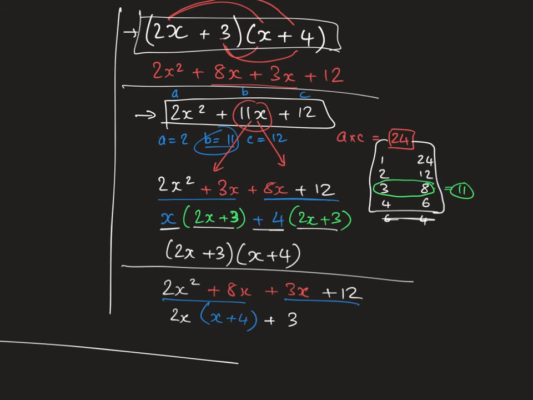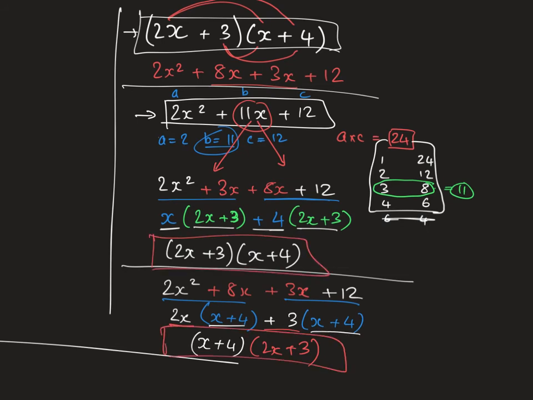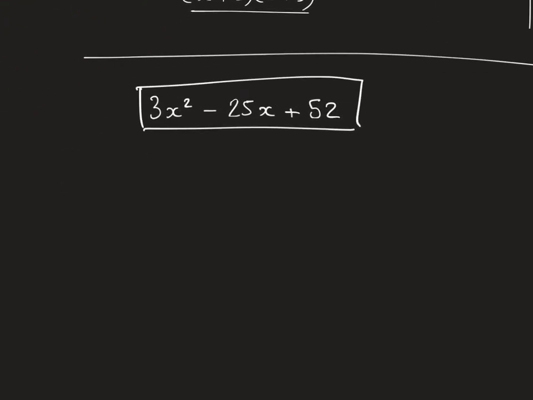You can only take 3 outside from both of those, and that would be x plus 4. And note the repetition of the x plus 4 and the x plus 4. So we have our x plus 4 here, and then outside we've got the 2x plus 3. And hopefully you can see that this one here and this one here are the same thing, because it doesn't matter which order you put the brackets in. So let's have a look at one final example.